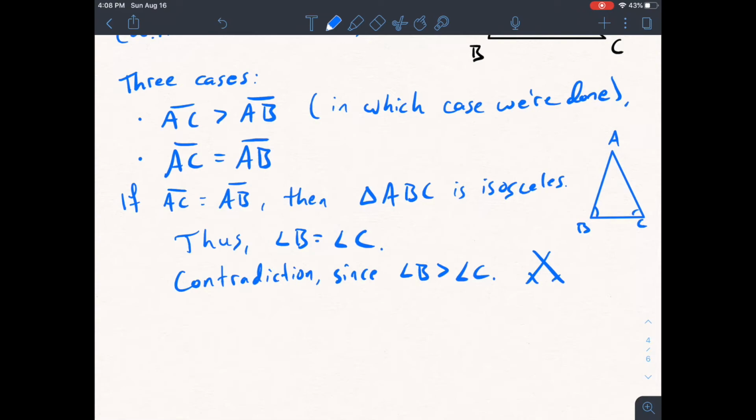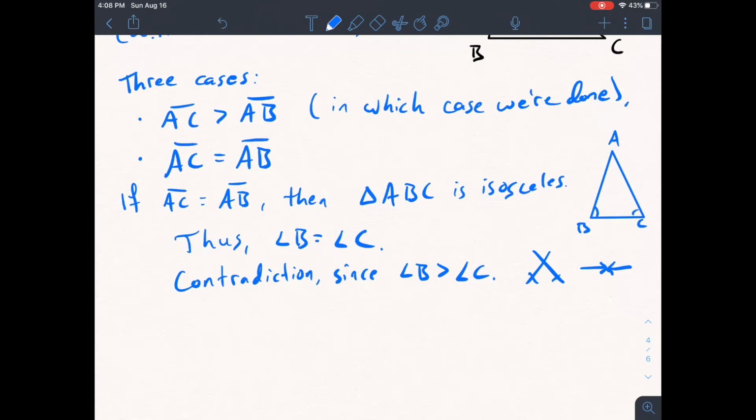Whenever I find a contradiction in a proof, I like to do this symbol. Some people like to do this symbol where it's like two arrows pointing at each other. Both of these are fine. The one that I draw is supposed to be like two swords clashing. It's just the one that I like. Do whatever one you like.